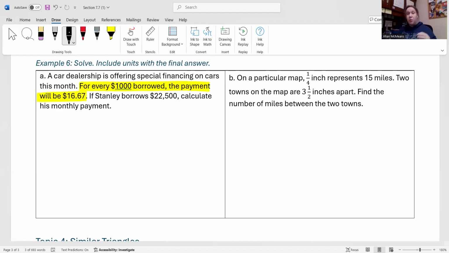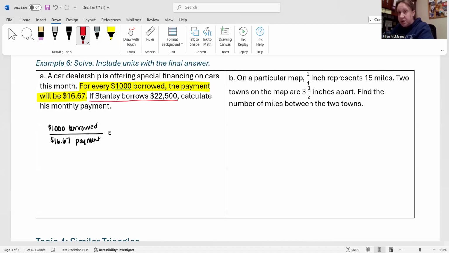Okay, so let's set up one ratio using that information. So we have for every $1,000 borrowed, we would have a $16.67 payment. That's going to be our first ratio. Our second ratio is going to be only given to us partially. We're going to use this idea of cross products to find the fourth piece. So the second piece of information that we have is about Stanley. We know that Stanley borrows $22,500. We need to use that to calculate what his payment would be.